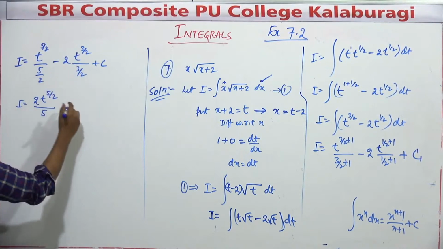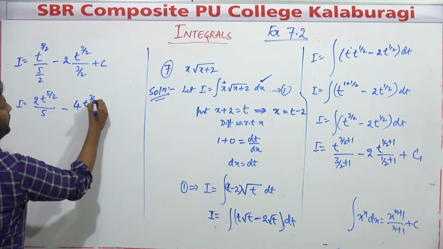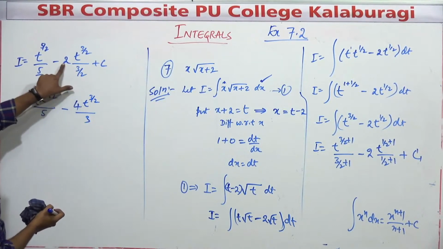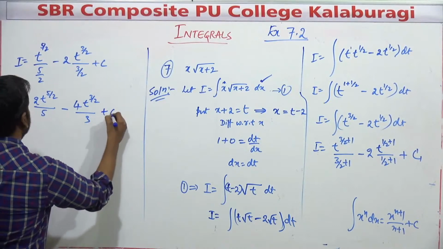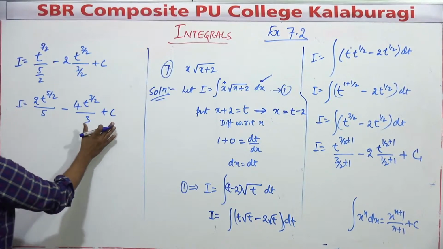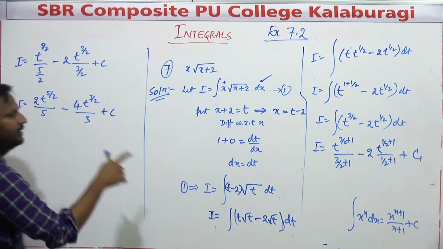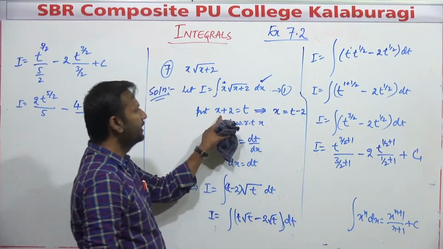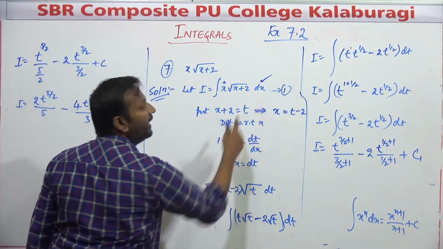2 into 2, 4. I'm writing directly, students. T to the power 3 by 2 divided by 3. Right? 2 into 2, 4. T to the power 3 by 2 by 3 plus c. So most of the students, they keep the answer in this way here. No. Further we have to simplify. We have to replace back t as x plus 2. Right? We need the answer in the form of x there.